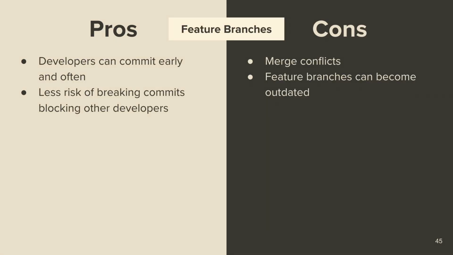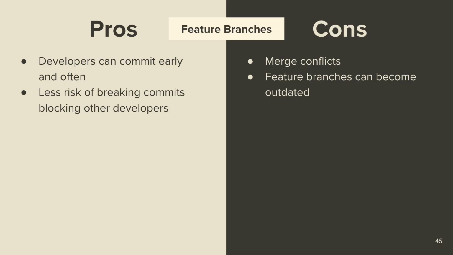All right, so the pros and cons of feature branches. The pros are that developers can commit early and often, and there's less risk of breaking commits and blocking other developers. So if we're all merging into main and something breaks, then everybody's blocked at that point until those conflicts are resolved. At least with a feature branch, you can continue to work on your feature branch, and that's somebody else's problem, or whoever broke it's problem, right? To figure out, or the lead developers.